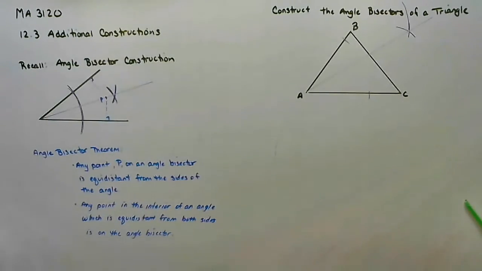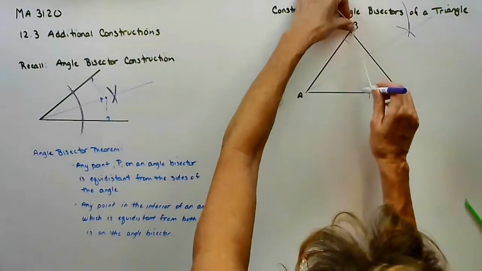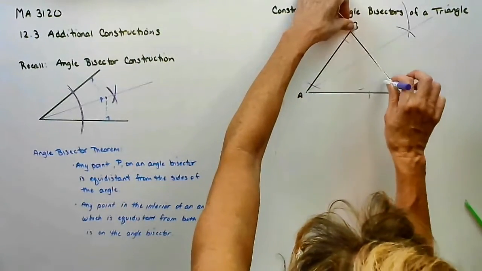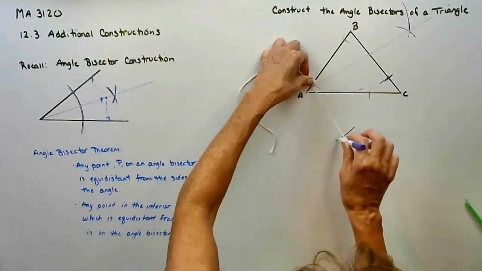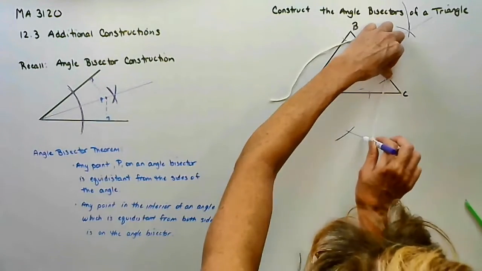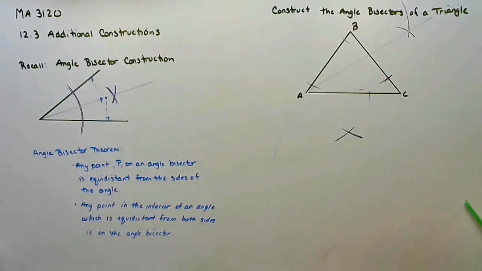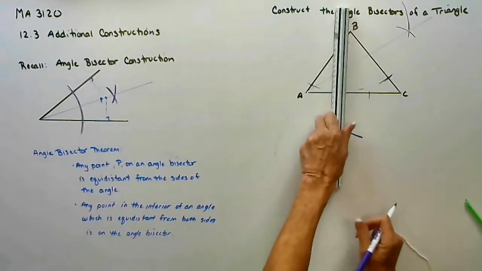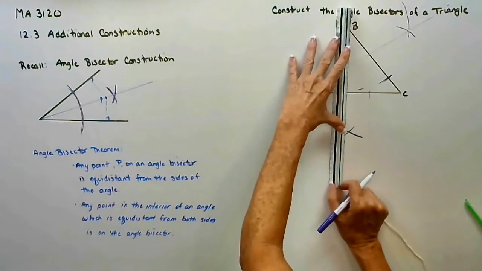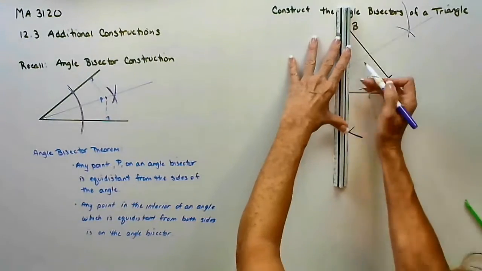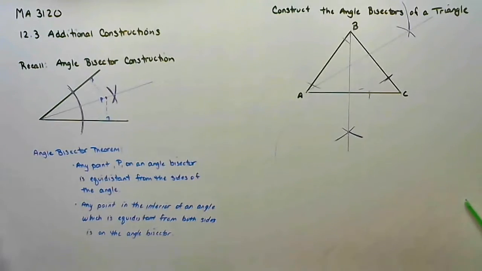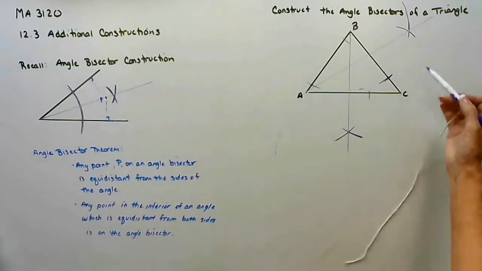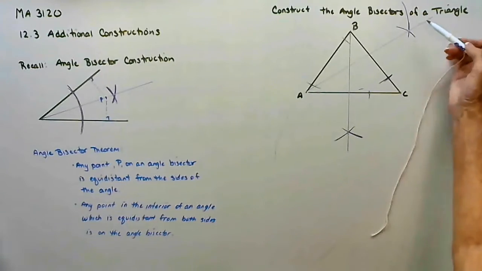I'm going to do it again for angle B. For angle B, I need to swing an arc, come out from each of them the same distance. I chose not to open my compass up anymore. From that point of intersection to vertex B should be my angle bisector. Never erase construction marks. Just leave them on your paper. If they run into words or other problems, leave them alone.